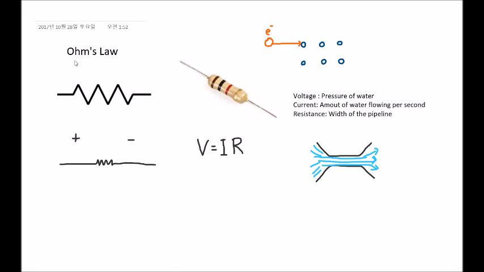What is Ohm's law? Ohm's law describes the relationship between voltage, current, and resistance. When you apply a voltage across a resistor which has a certain resistance, say R, current is created, and this relationship can be expressed in this way.